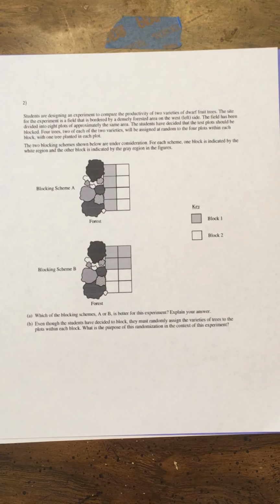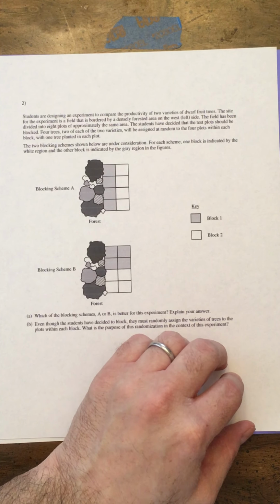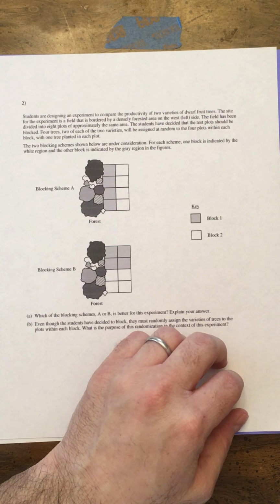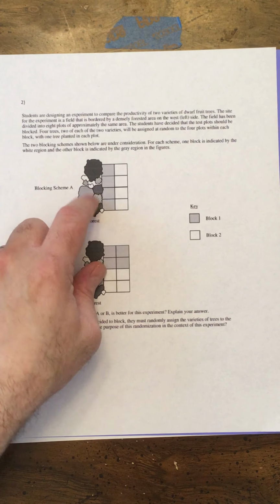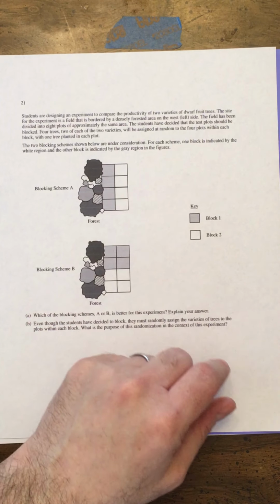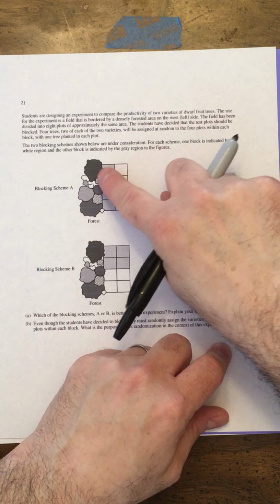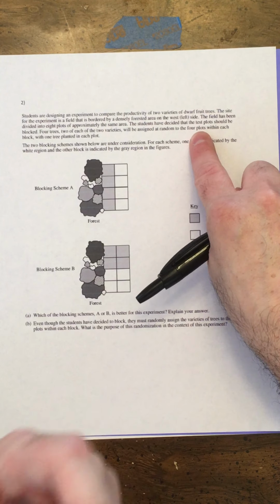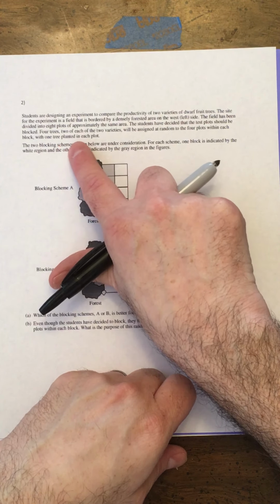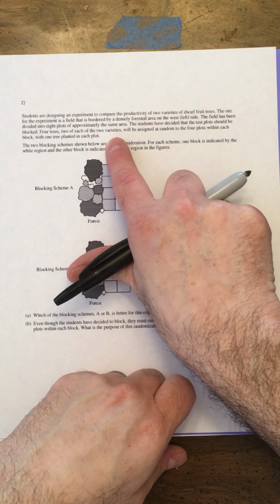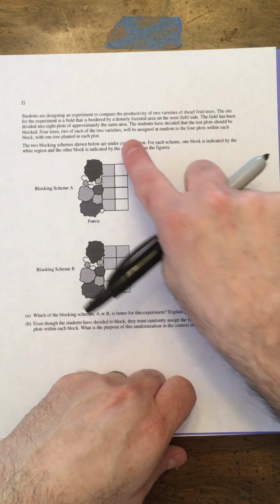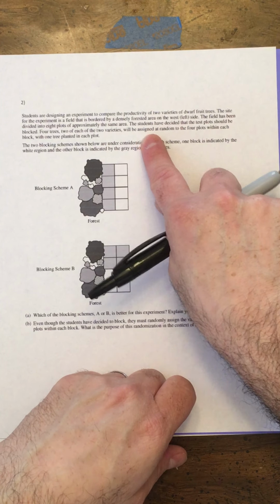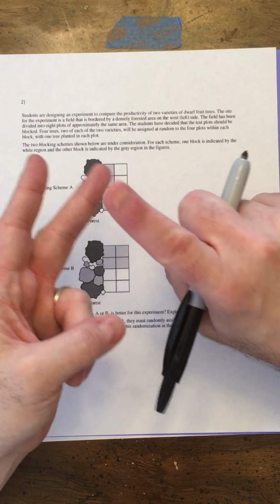Okay. Students are designing an experiment to compare the productivity of 2 varieties of dwarf fruit trees. The site for the experiment is a field that is bordered by a densely forested area on the left. The field has been divided into 8 plots of approximately the same area. The students have decided that the test plots should be blocked, so they're doing blocking. 4 trees, 2 of each of the 2 varieties of these dwarf trees, will be assigned at random to the 4 plots within each block.